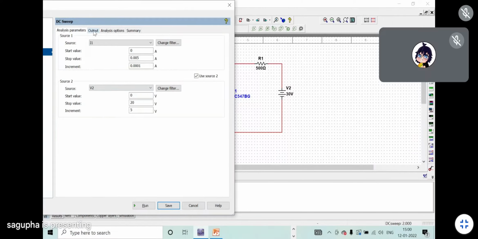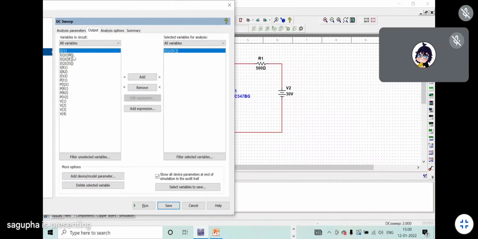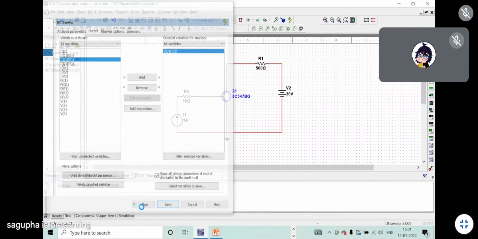Now coming to the output, as IB and VC are given, here we can see the output current as IC. What we have to do, we have to select this and then add it here. Are all of you understanding up to this step? Yes, ma'am. Are you from B1 or B2? Both B1 and B2 students. All of you are understanding this? Yes. After this, what you have to do, again run this.